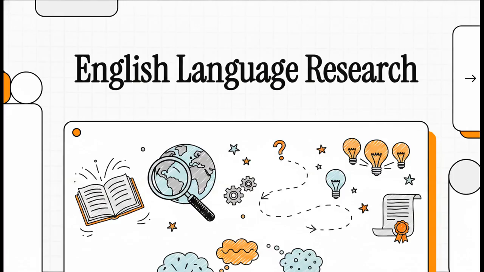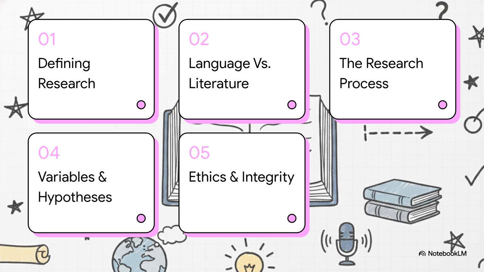By the end of our time together, you'll see exactly how to navigate your way from a simple idea to a really meaningful academic contribution. All right, let's dive right into our blueprint for the day. We'll be looking at defining English language research, language versus literary studies, the systematic research process, defining variables and hypotheses, and finally, wrapping up with ethics and academic integrity.